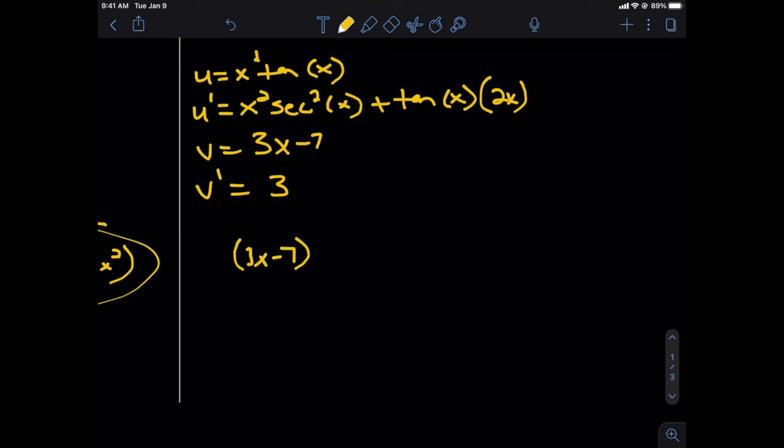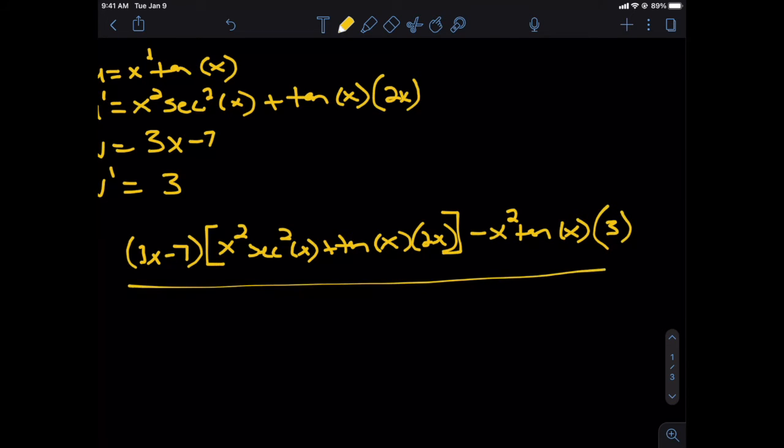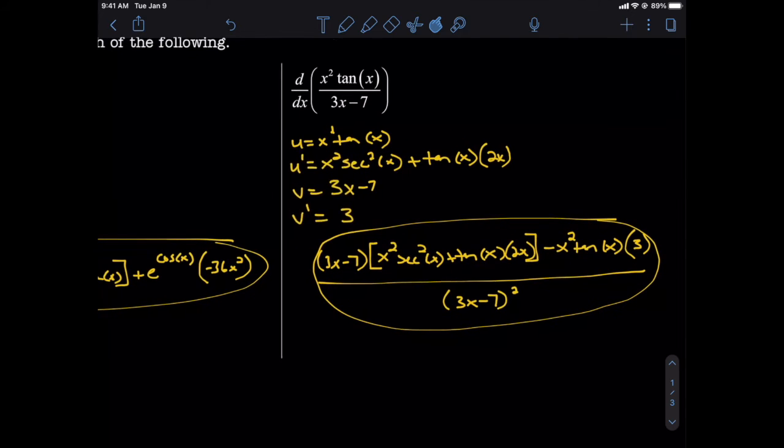So let's plug in. V was 3x minus 7. U prime was that big long expression that we have there, x squared secant squared plus tan times 2x. There we go. Then we have to minus our u times our v prime. U again was x squared tan of x. Then we're going to multiply that times 3. And this is all over our denominator squared. The denominator again was 3x minus 7, so we have 3x minus 7 squared. Same as before, not the prettiest looking answer, but let's not waste our time trying to simplify when most of the time this will suffice.